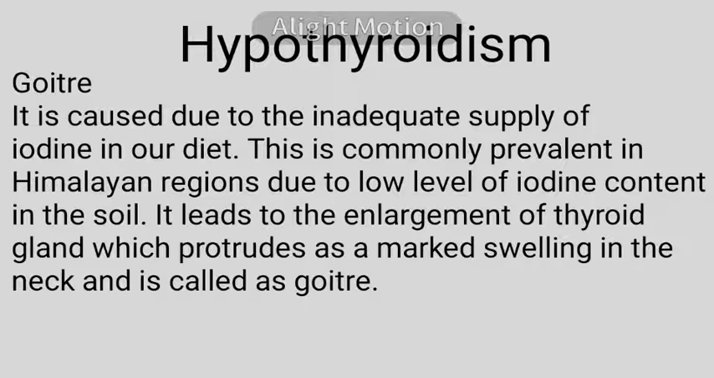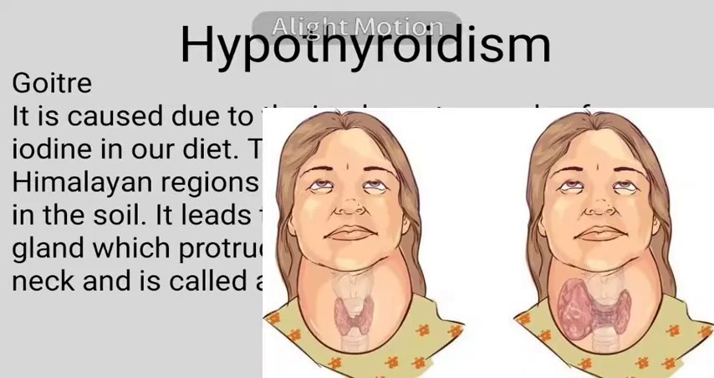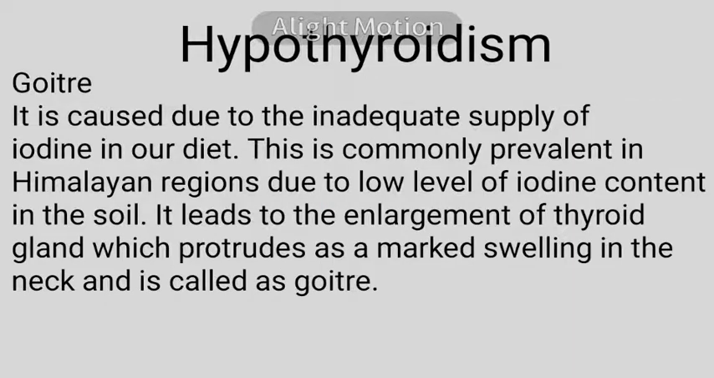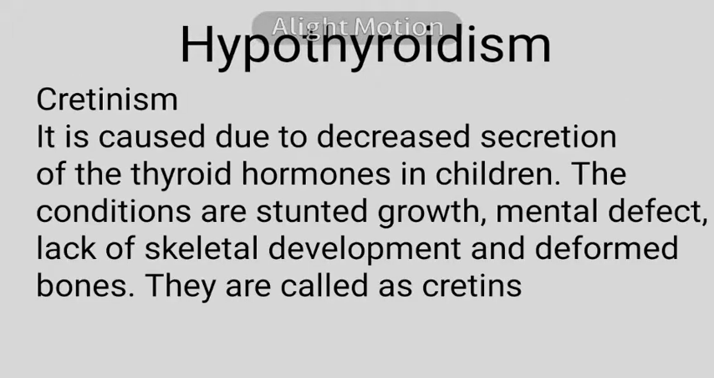This is commonly prevalent in all hilly regions. For instance, in India, in the Himalayan regions, people who live there are more prone to goiter disease. The reason behind this is that their soil does not contain an adequate amount of iodine. This leads to enlargement of the thyroid gland, which protrudes as a marked swelling in the neck and is called a goiter.